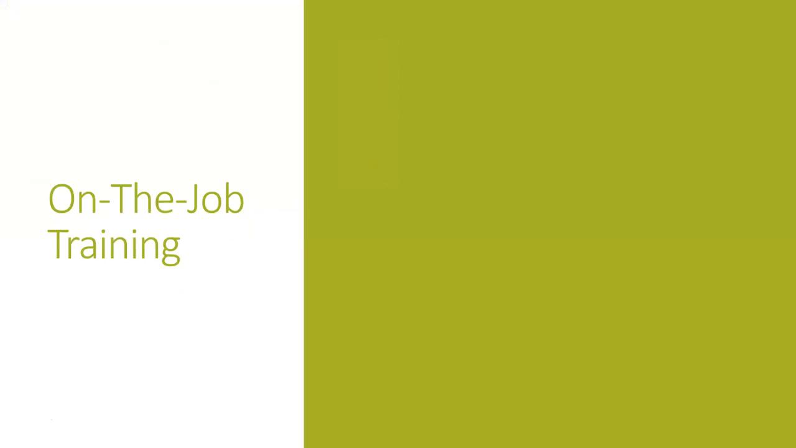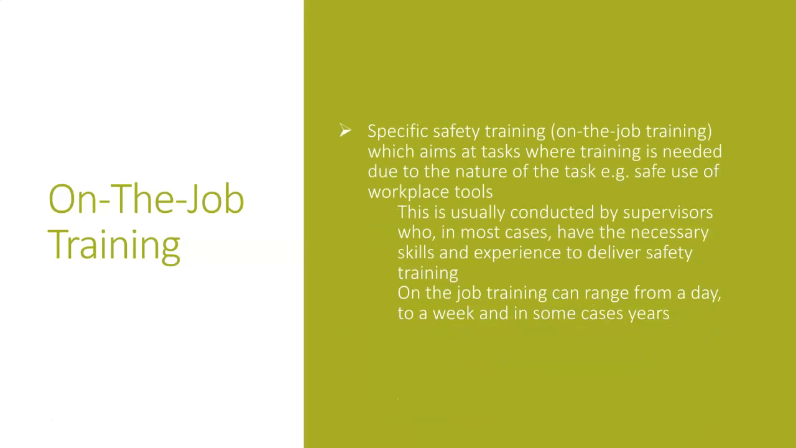Now, this is going to explain more about the first type of job training. On-the-job training. Specific safety training on the job aims at tasks where training is needed due to the nature of the task, for example, safe use of workplace tools. This is usually conducted by supervisors who, in most cases, have the necessary skills and experience to deliver safety training. On-the-job training can range from a day to a week and in some cases, years. That's what on-the-job training is. Let's move on to the next slide.